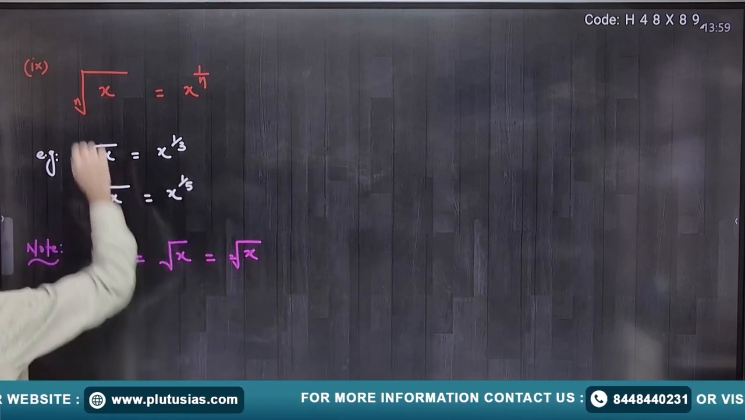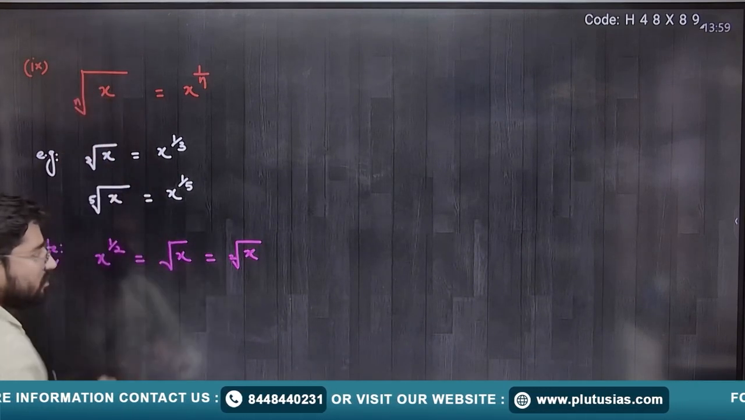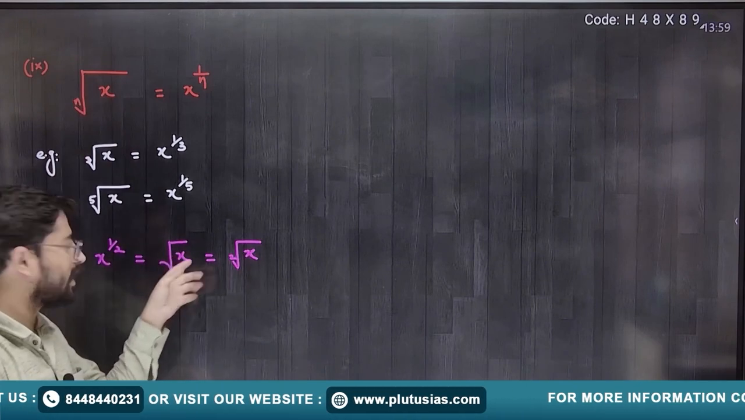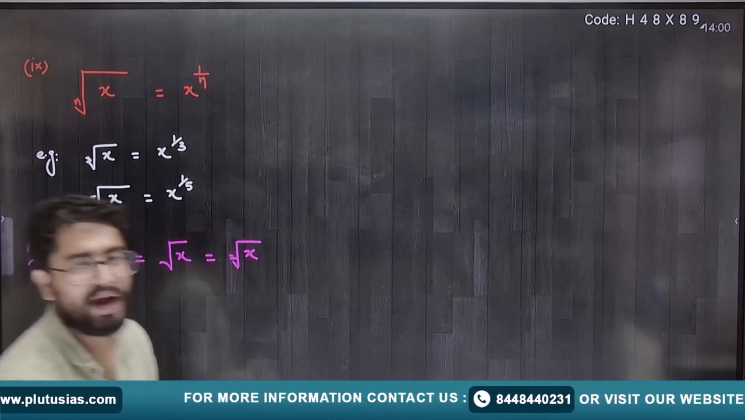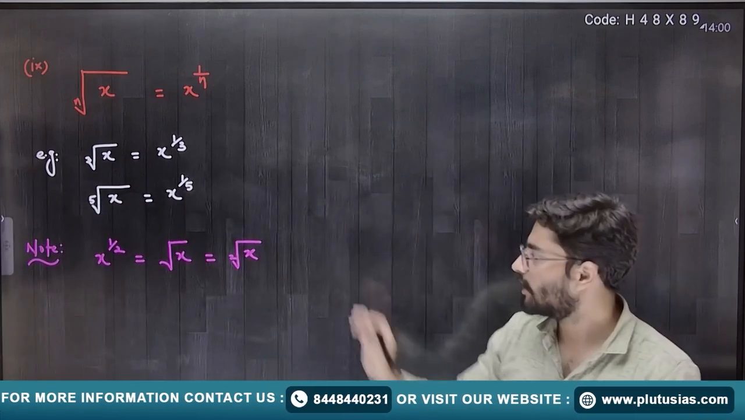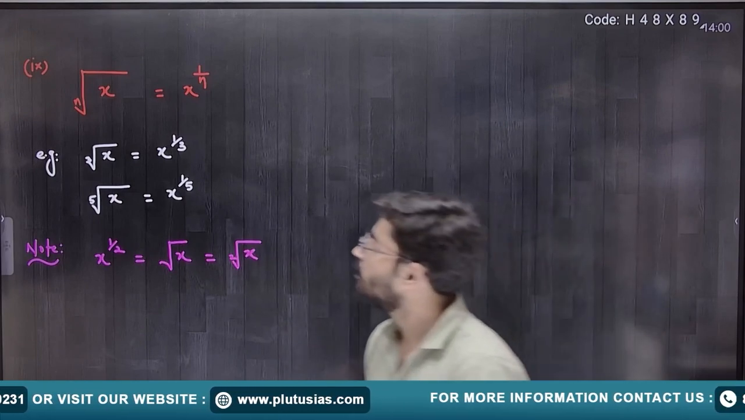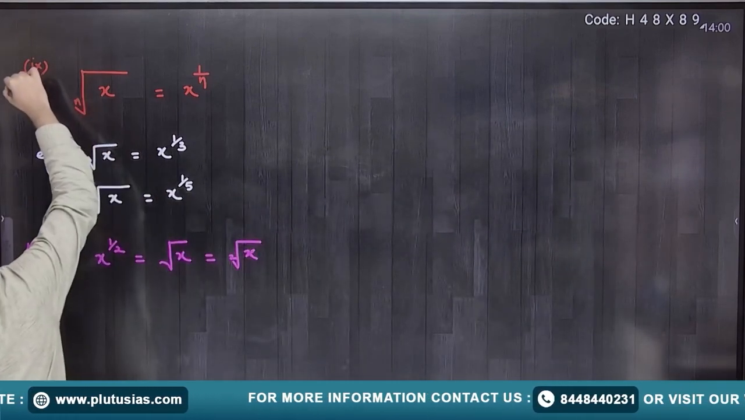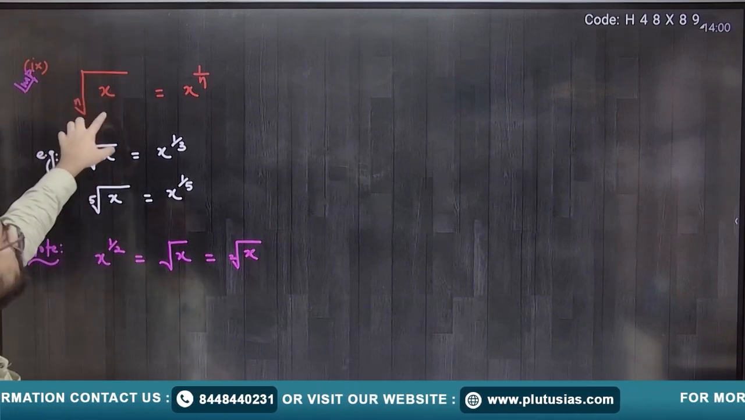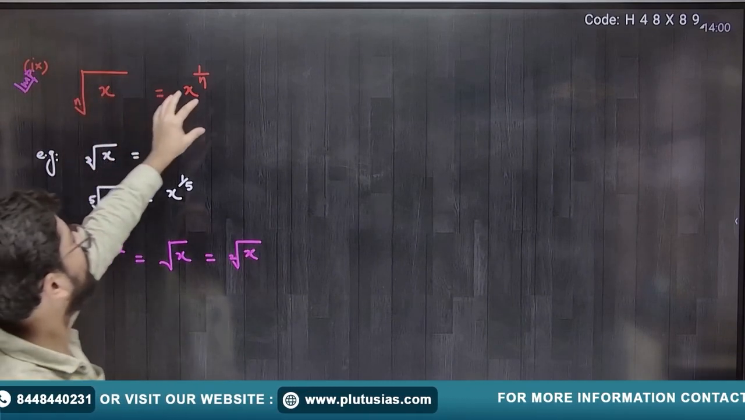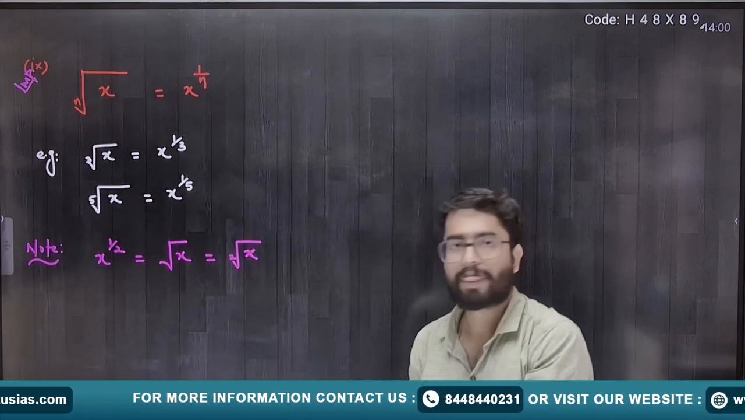If you have any other number, then you have to put that number here, if you have 3, 4, 5, 6, 7 and so on. Otherwise this is root x. If you have nothing here, it means you have 2 here, which is x power 1 by 2, clear? Very, very important. If you have n here, it means the nth root of x, and the meaning in terms of exponent is x power 1 by n, clear?